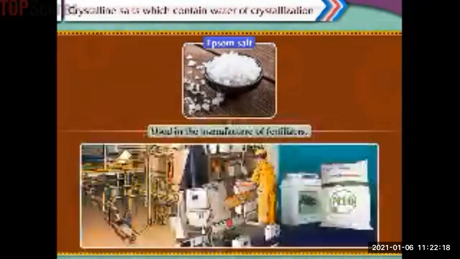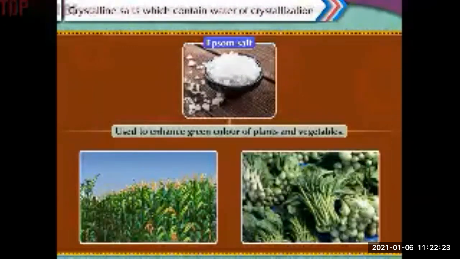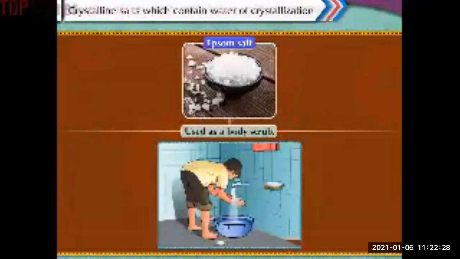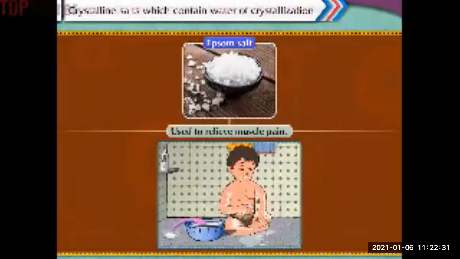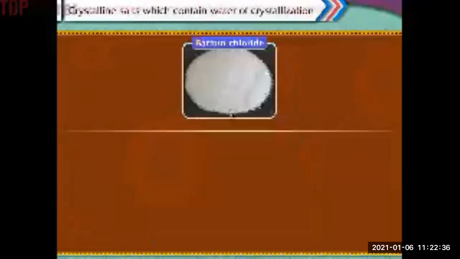Epsom salt is used in the manufacture of fertilizers. It is also used to enhance the green color of plants and vegetables. It is used as a body scrub. It is added in bath water to relieve muscle pain. Barium chloride is used in the purification of brine solution, that is, saturated sodium chloride solution. It is used in wastewater management. It is used in the dye industry, ceramics, oil purification, and pesticides.